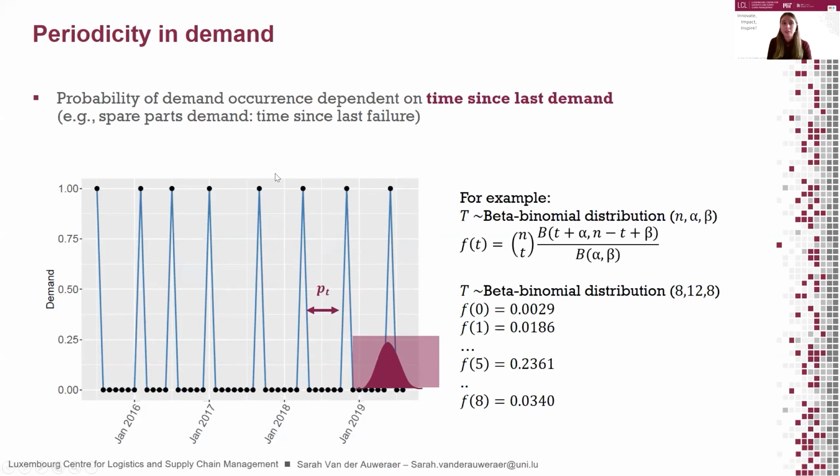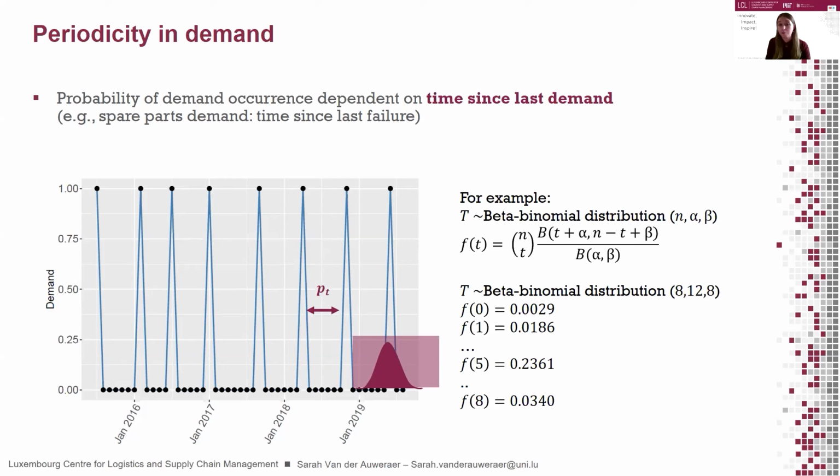In our work, we think that this is not necessarily always the case, and we say that the probability of a demand occurrence can depend on the time since your last demand. If you think, for example, about spare parts, this is quite an intuitive assumption. If we say that the probability of a part to fail depends on the age of the part, this sounds quite believable. It's exactly this idea that we think is true not only for spare parts, but also for many other types of demands.